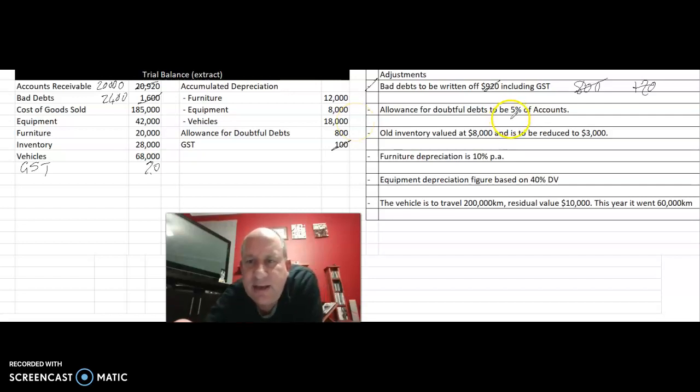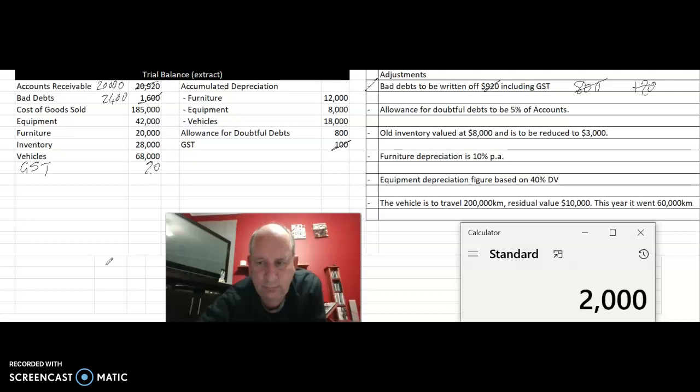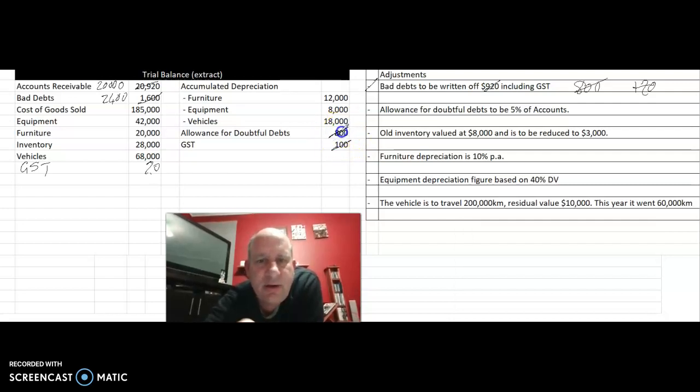Allowance for doubtful debts is calculated at 5% of accounts. That's accounts receivable. So accounts receivable at the moment is 20,000. So we're going to multiply that by 5%. 20,000 times 5%, and you see that's 1,000. So our allowance for doubtful debts, it tells us, is to be $1,000. At the moment it's 800, so we need to change that. Cross out the 800 and write the new figure, and you can see that it's gone up by $200. So where are we going to put that?